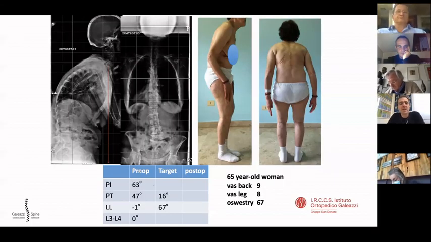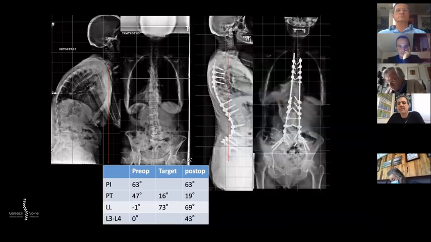This is a lady with a high pelvic incidence, 63 degrees. She has a very severe hypolordosis. Her lordosis is 1 degree, and so we need to increase that to 67. So you can do as many Ponte osteotomies as you want, and you will never get that. So we performed, in this case, this kind of a corner osteotomy.